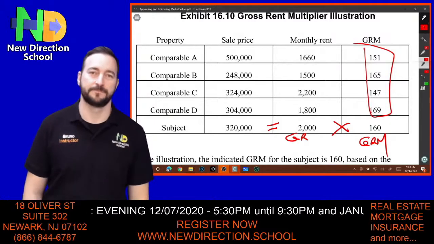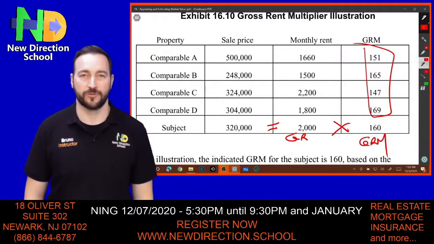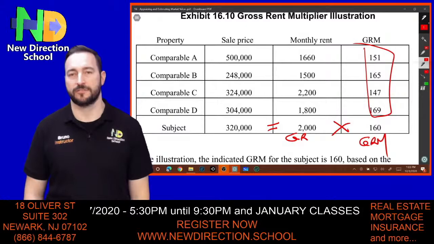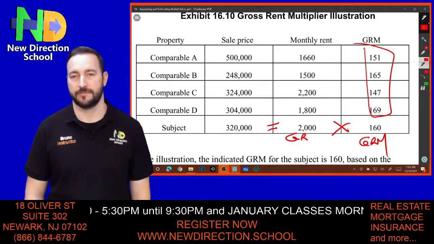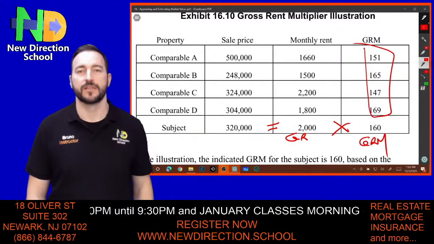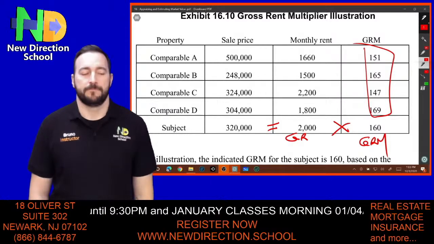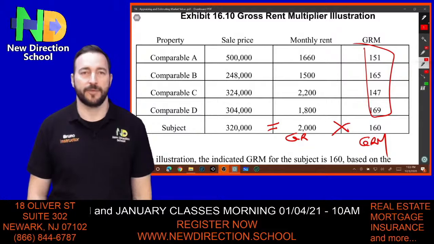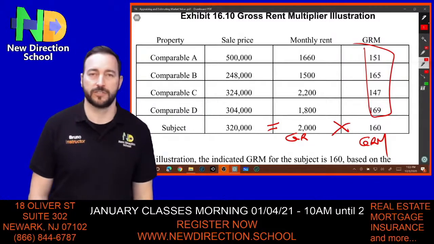In the state exam, they will give you the gross rent. Well, I know it's a little off there, but it's 160 for this example. In the state exam, they will give you the information. So they'll give you the property grosses. So they'll set you up.